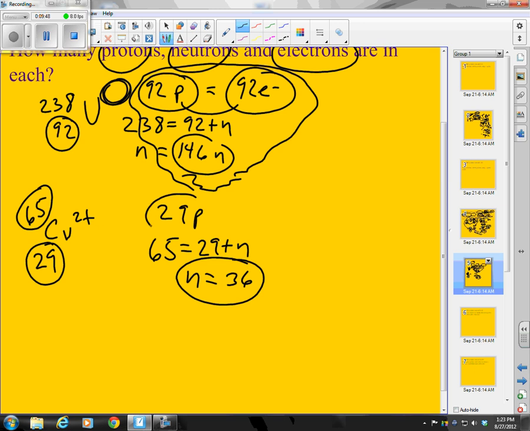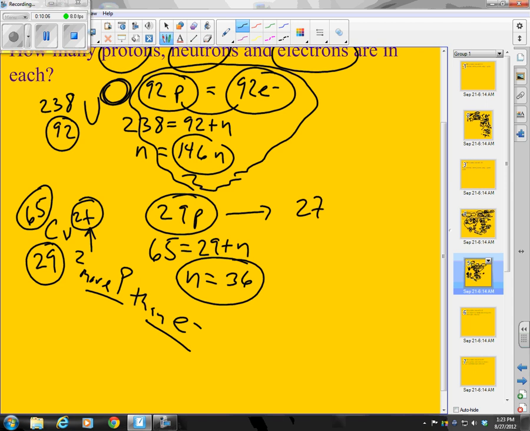I have 36 neutrons, 29 protons, plus 2. It's a plus. That means more what than what? More protons than electrons. How many more? 2 more protons than electrons. If I have 29 protons, that means I must have 27 electrons. And there are my answers. 29 protons, 36 neutrons, and 27 electrons.